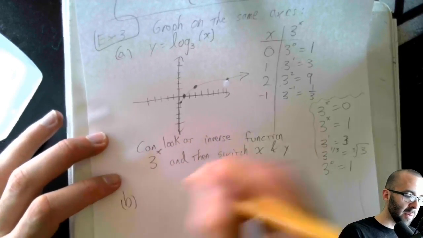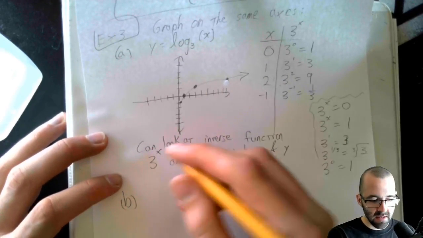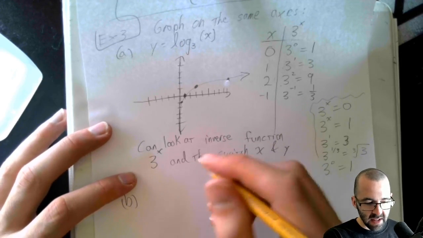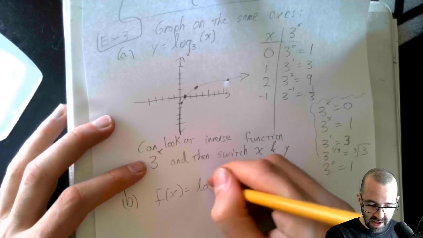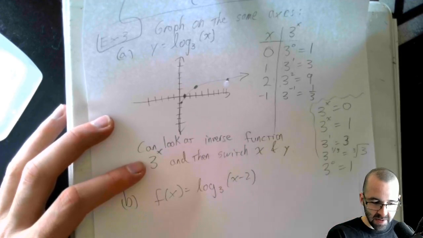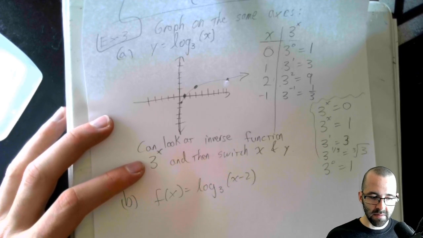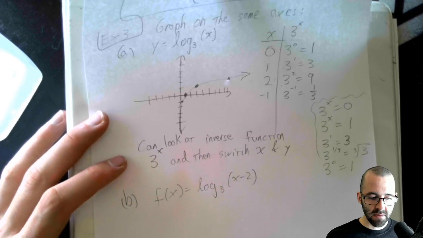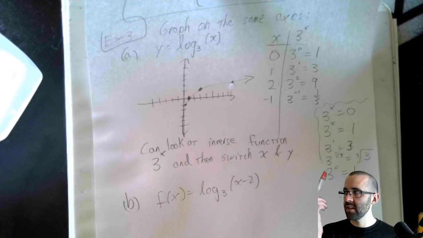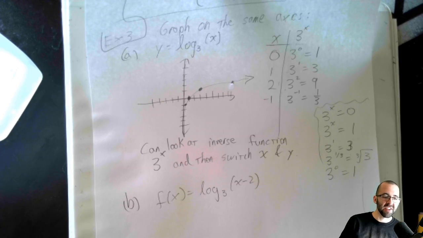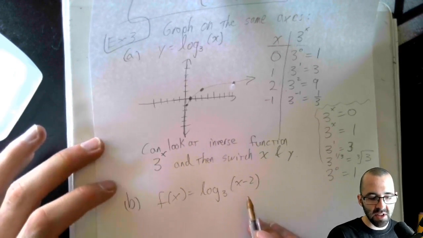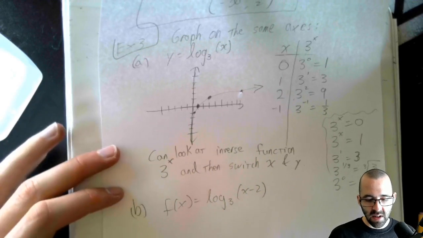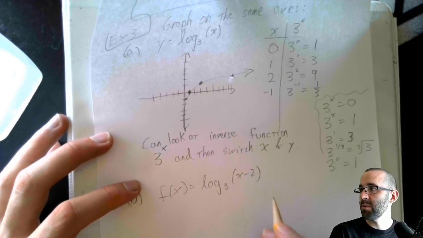Okay. So part B, remember, we're supposed to be graphing these on the same axes. So for part B, graph f of x equals log base 3 of x minus 2. So we're going to do this in red. And I'm going to say that part B is going to be a lot easier than part A. You could do the exact same things. Finding the inverse function here is a little trickier. Function transformations are going to be a lot simpler.